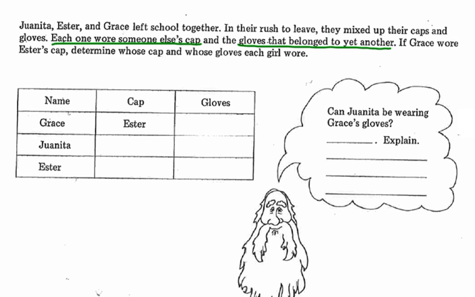So, in other words, looking at this chart, if Grace had Esther's cap on, she couldn't have had Esther's gloves on. So that's somebody different. So it wasn't Esther, it's not Grace, so here would have to be Juanita. If Grace wore Esther's cap, determine whose cap and whose glove each girl wore. So we already have 2 of them done, and from here you can look and say, all right, well, if Grace wore Esther's cap and Juanita didn't have Esther's on, she couldn't have her own on, really, I think is going to be a pretty easy chart for you to figure out.